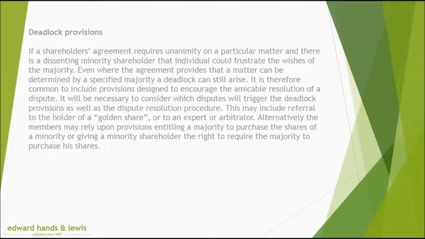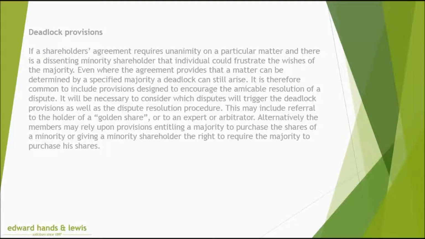If a shareholders' agreement requires unanimity on a particular matter and there is a dissenting minority shareholder, that individual could frustrate the wishes of the majority. Even where the agreement provides that a matter can be determined by a specified majority, a deadlock can still arise. It is therefore common to include provisions designed to encourage the amicable resolution of a dispute.